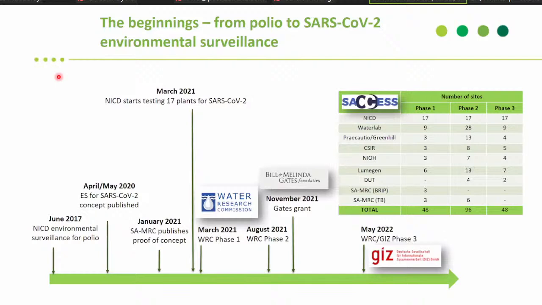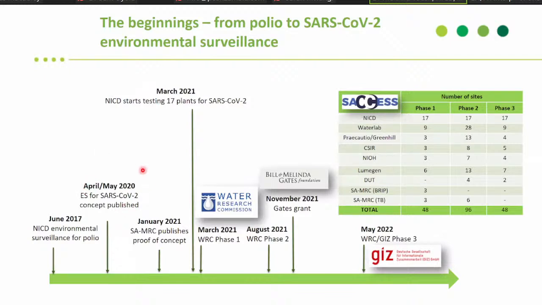So just to start by giving a bit of history of how we all started. In June 2017, the NICD in South Africa started doing poliovirus environmental surveillance. That was based on the recommendation from the WHO, as the guidelines say that environmental testing for poliovirus can be used as a complementary tool for acute flaccid paralysis surveillance. And since NICD is a WHO accredited lab and the regional reference lab for the WHO, we started doing this since 2017.